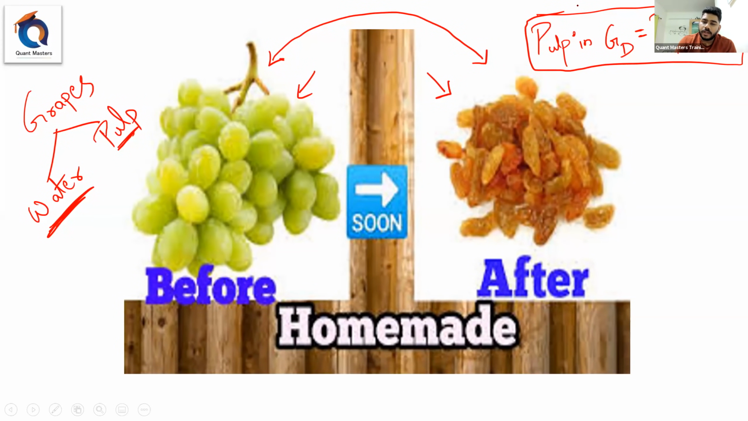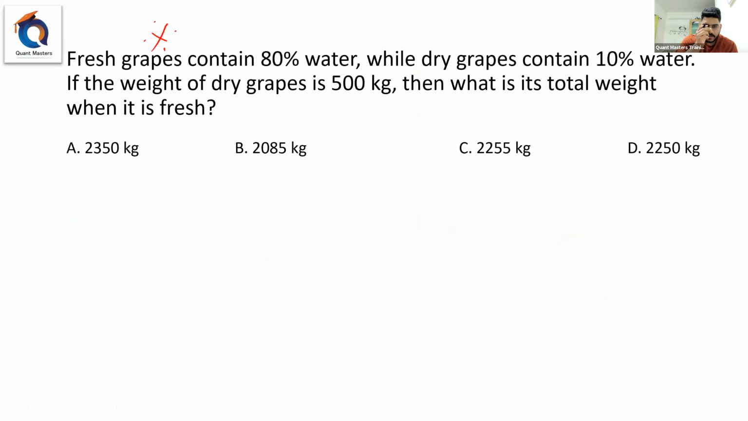Clear? Pulp content will be the same in both. Nothing will happen to the pulp. It will always be there with the grape. Only the water keeps drying up. Now, can we solve this problem using that concept?